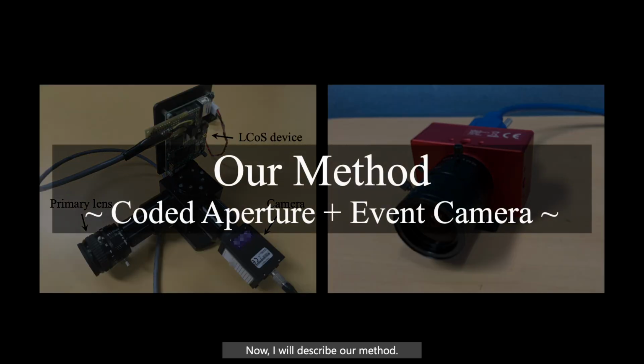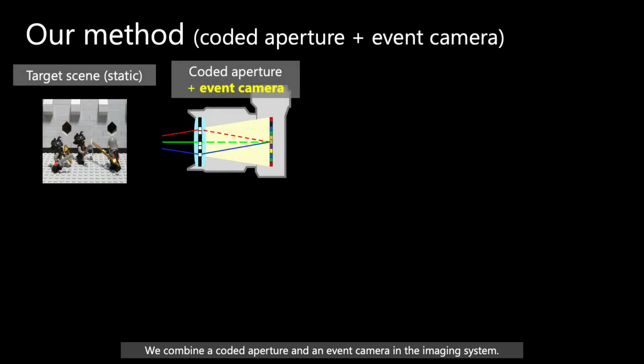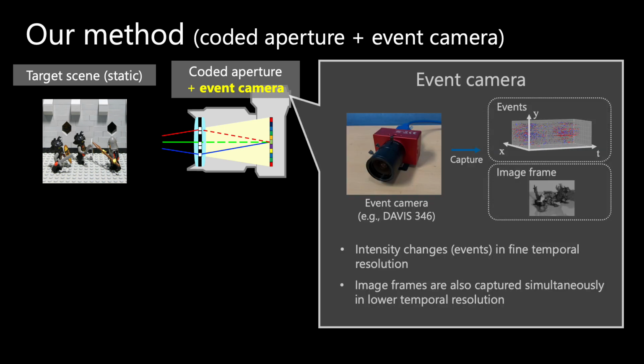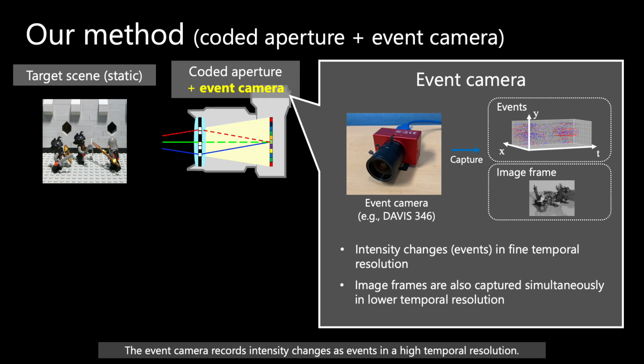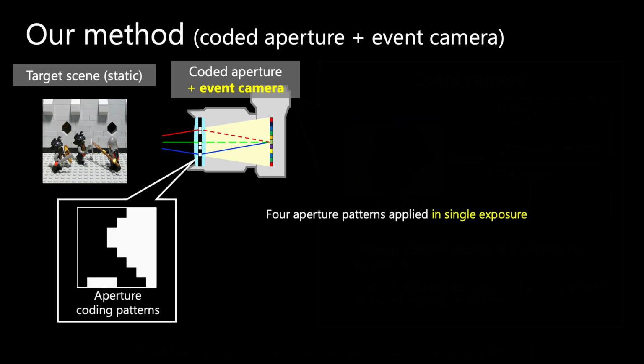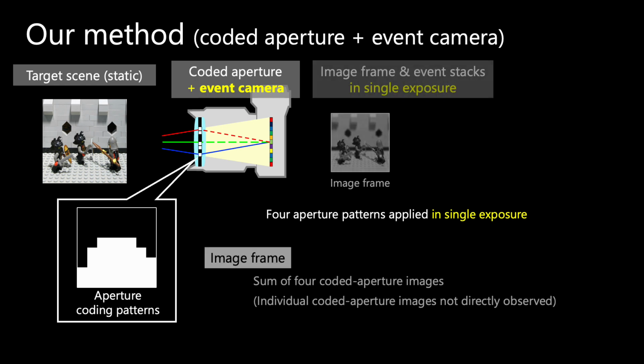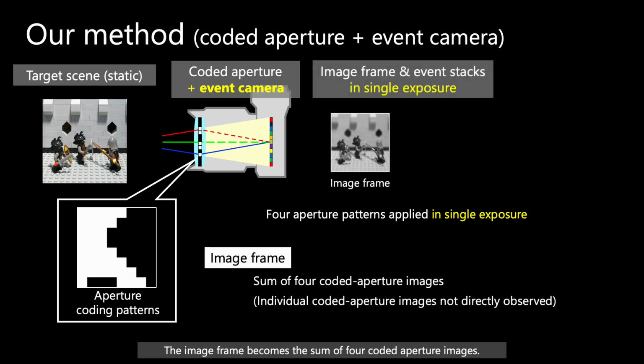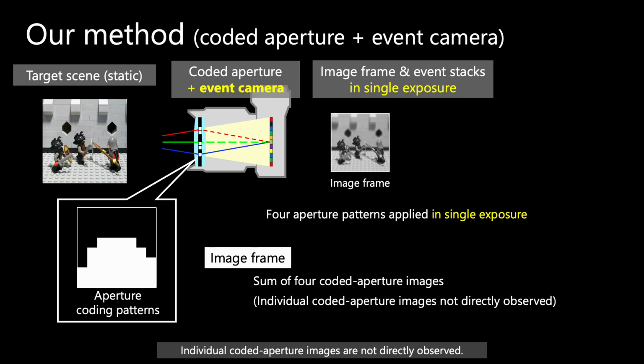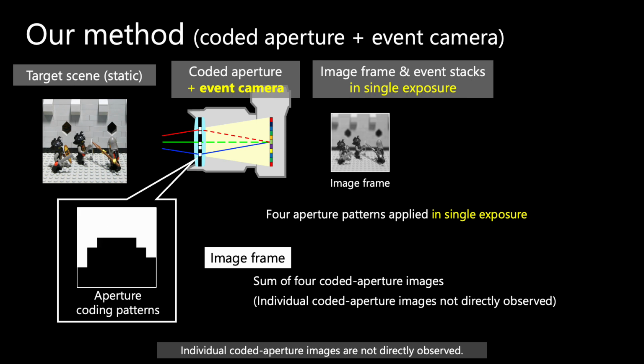Now, I will describe our method. We combine a coded aperture and an event camera in the imaging system. The event camera records intensity changes as events in a high temporal resolution. The events are recorded asynchronously at each pixel. Image frames are also captured simultaneously in a lower temporal resolution. We apply 4 aperture patterns in a single exposure. The image frame becomes the sum of 4 coded aperture images. Individual coded aperture images are not directly observed.